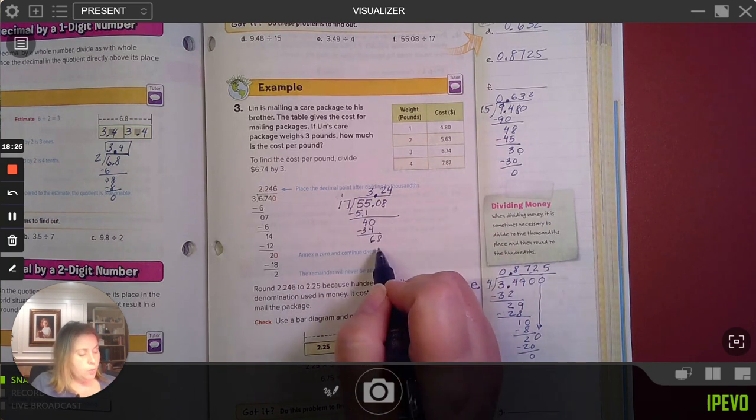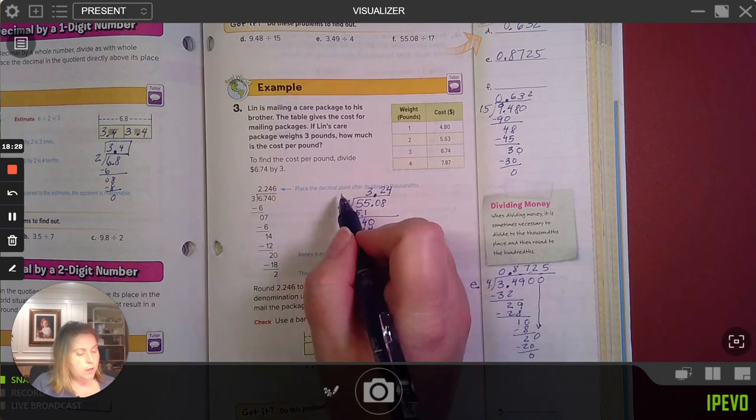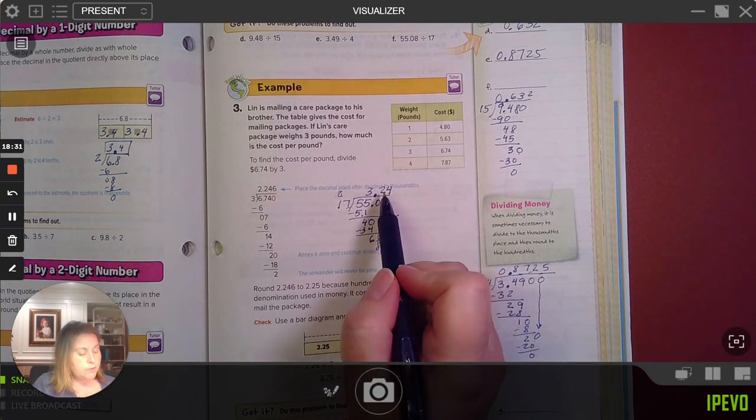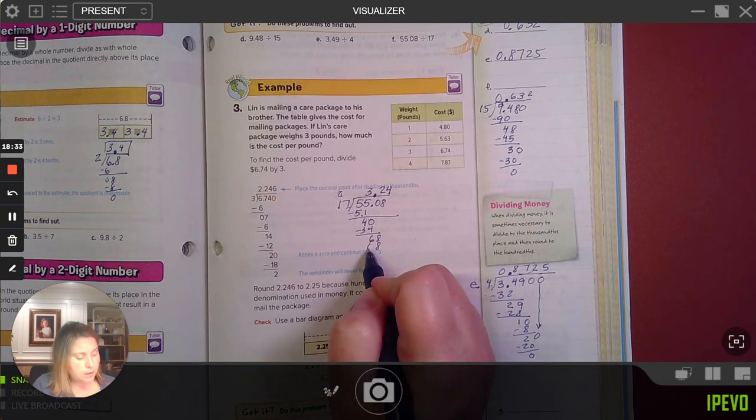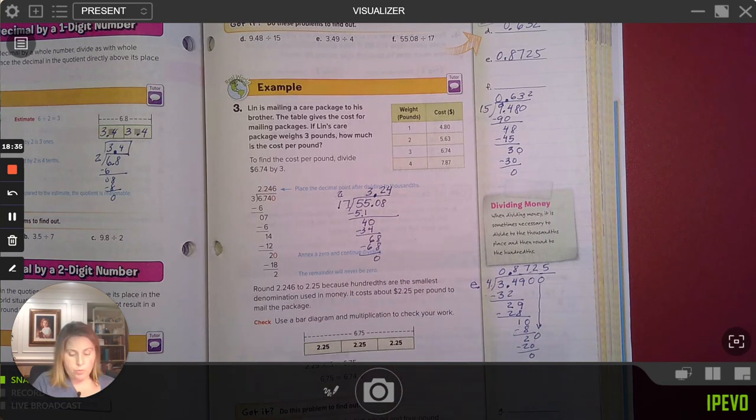4 times 7 is 28. Write the 8, carry the 2. 4 times 1 is 4, plus the 2 we carried is 6. So we get 68, and we're done. So letter F is 3.24.